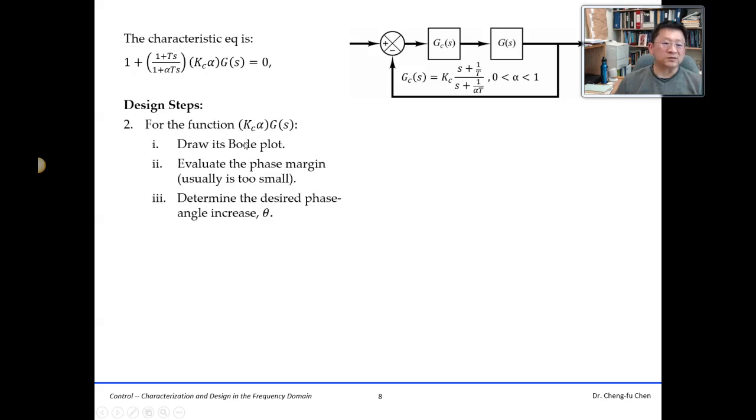Okay, the second step is for this gain adjusted function, we draw the Bode plots. Basically this is sort of the open loop system. We draw the Bode plots, and then we look into its phase margin, and usually it is too small. And then we determine the desired phase angle increase, theta. So that is the portion going to be contributed by these controllers.